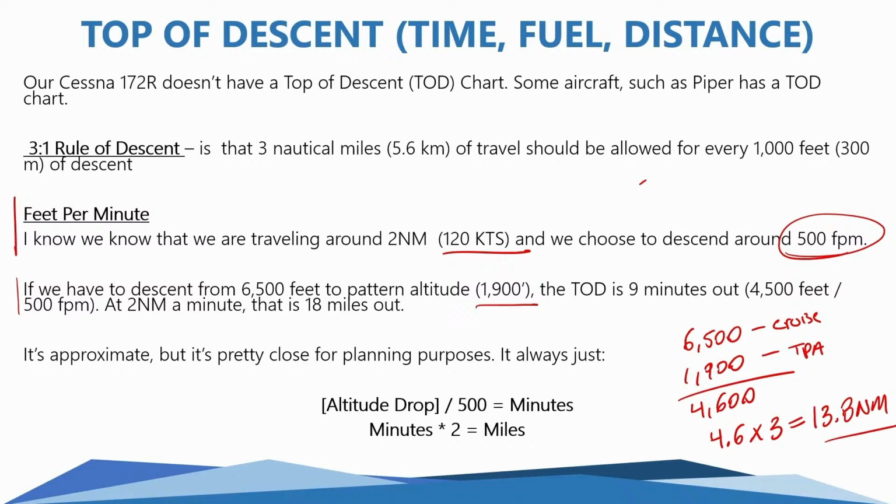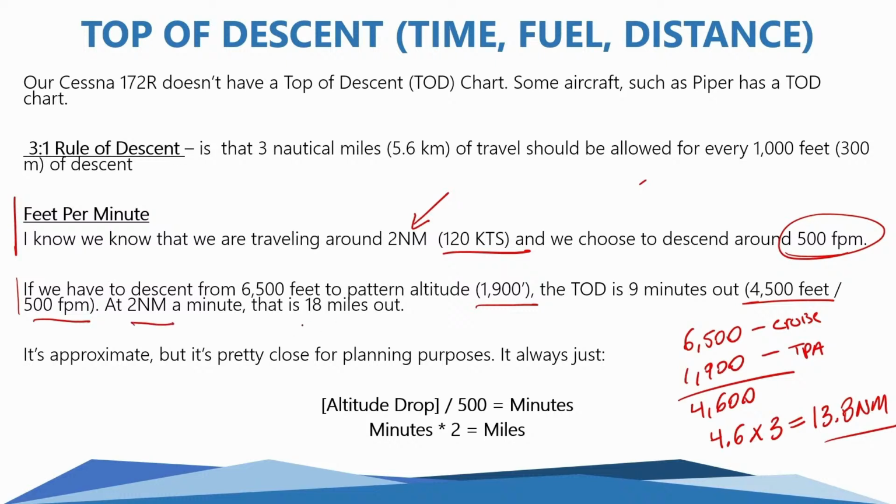So based upon the amount of altitude that we need to lose, roughly, and I rounded it to 4,500 feet in this example just so we could do a simpler calculation, at 500 feet per minute, how many minutes is it going to take us to lose that altitude, right? So if I do 4,500 divided by 5, that means it's going to take me approximately 9 minutes to descend. Now, based upon our speed, okay, we're covering 2 nautical miles a minute.